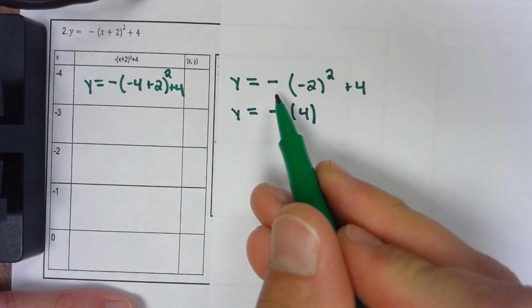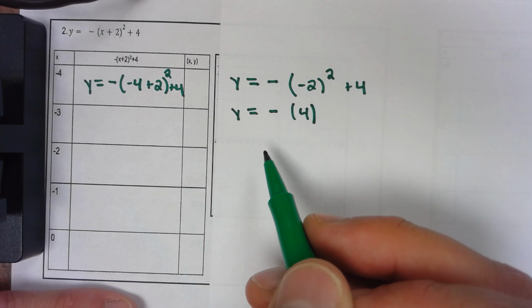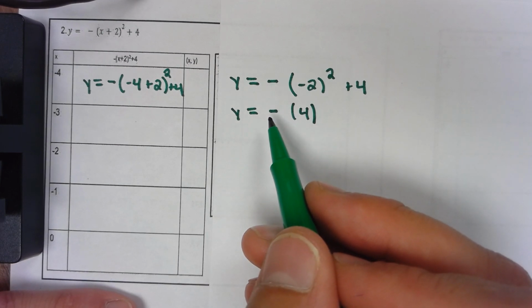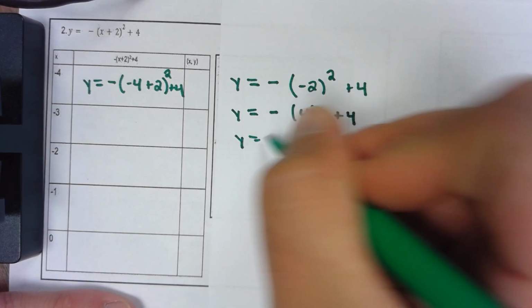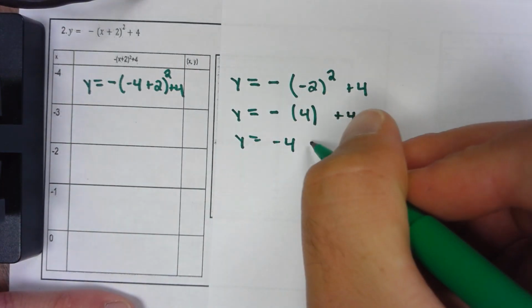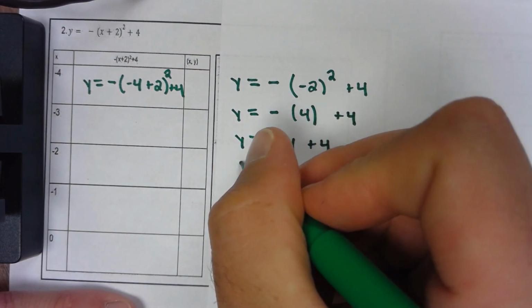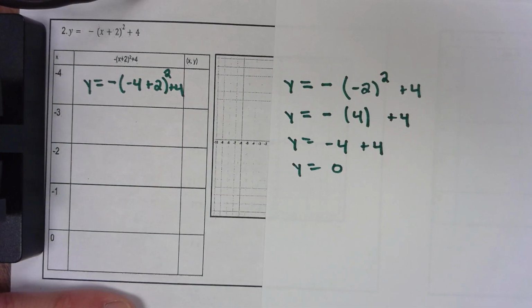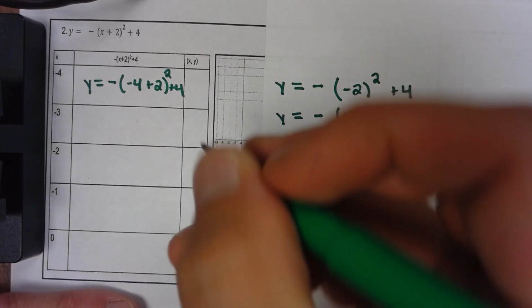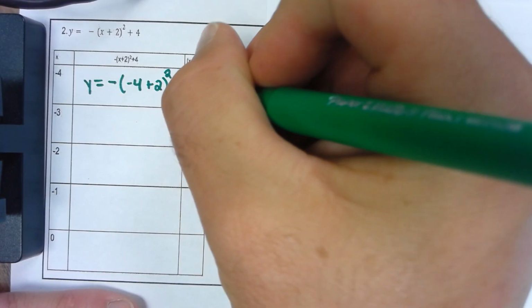Notice that this negative out in front is still there. I have not applied that multiplying by negative 1 yet. That'll be the next thing I do: negative 1 times 4, making it negative 4. Negative 4 plus 4 makes this 0. So when x is negative 4, y is 0. So negative 4 comma 0.